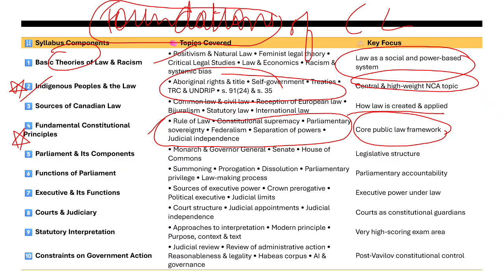Then Parliament and its components. How the parliamentary system works in Canada, how our legislative structure is formulated: monarch, Governor General, Senate, House of Commons. Then what the functions are, where Parliament can be made accountable, how it is dissolved, prorogation, the lawmaking process, bills. We will be discussing all those things. Then comes the executive. From where executive power comes: the Crown prerogative, political execution, judicial limits.